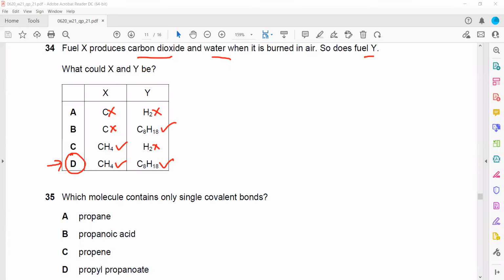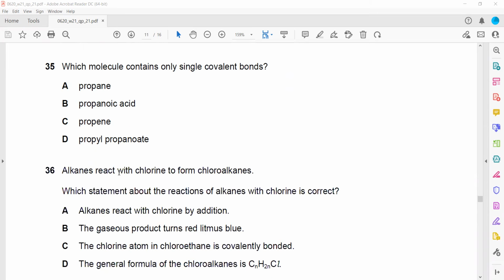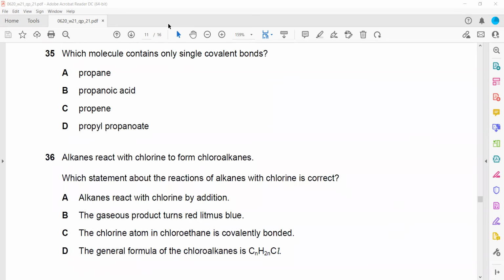Next, question 35. Which molecule contains only single bonds? So we will draw the structure of each organic molecule. Prop means 3 carbons and "ane" means they will have single bonds. Because it's a hydrocarbon, the remaining bonds will be hydrogen. So you can clearly see the first option, propane, contains only single bonds.